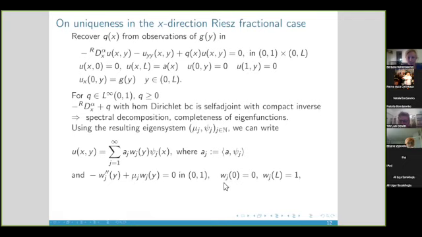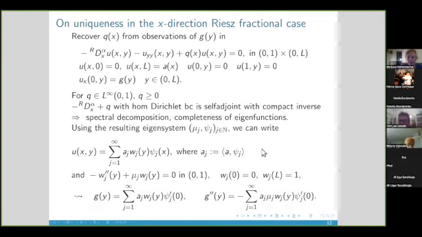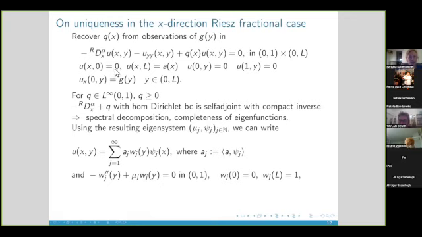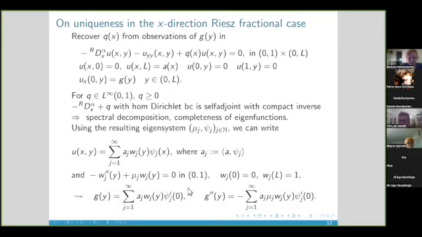And also the boundary conditions should match the boundary conditions that we have in the y direction. Yes, these boundary conditions here. Okay. So now, again, we can expand the solution like this.